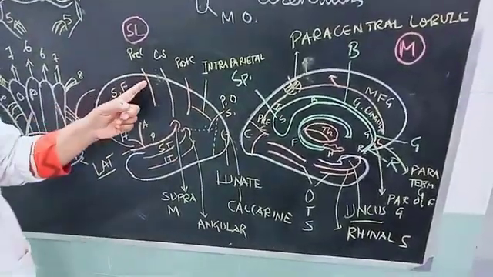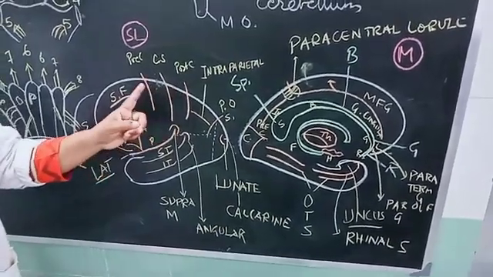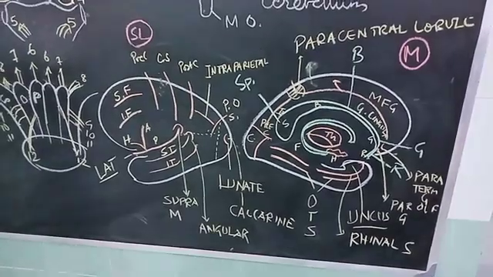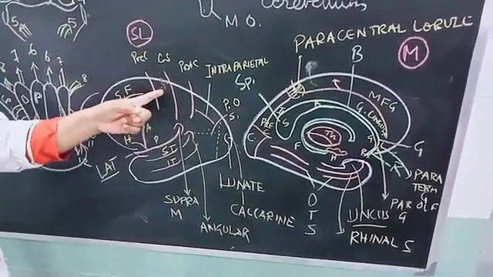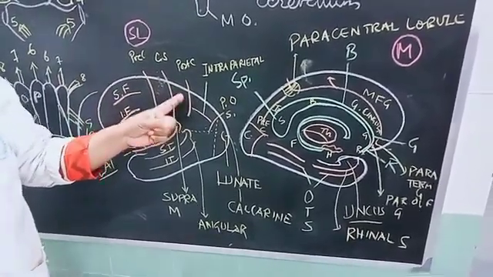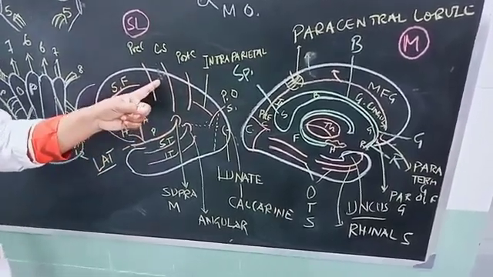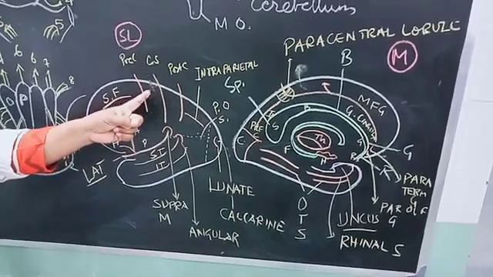In front of it is the precentral sulcus, and posterior to it the postcentral sulcus. In between these two, there are gyri and sulci. Gyri are the gap or the space between the two sulci. Here lies the precentral gyrus, here lies the postcentral gyrus. You know the postcentral is the sensory cortex 3, 1, 2, and we will deal with the functional areas later on. And this is the precentral gyrus.